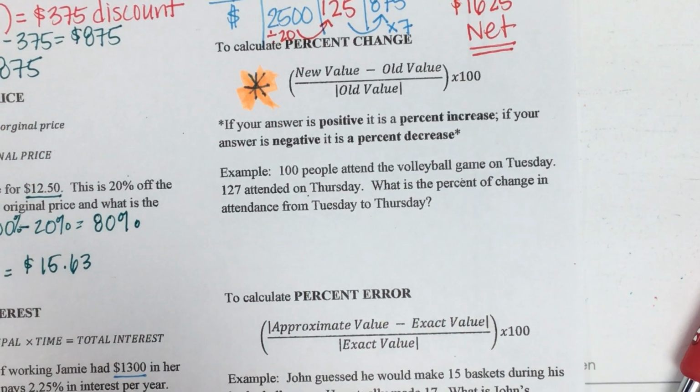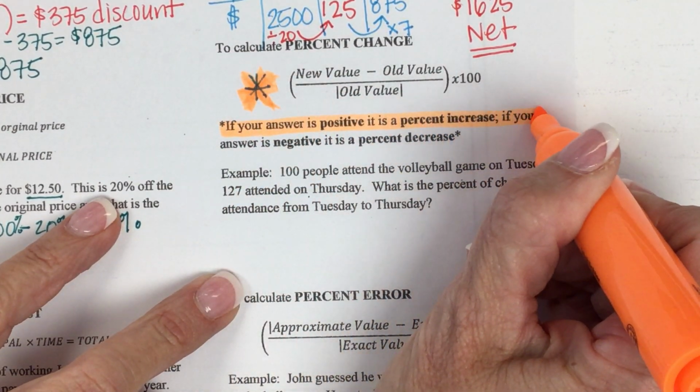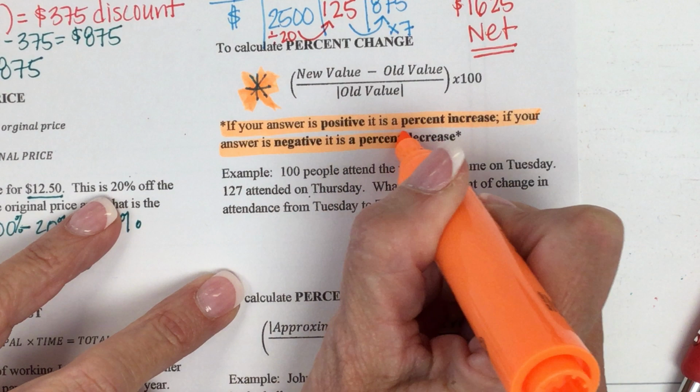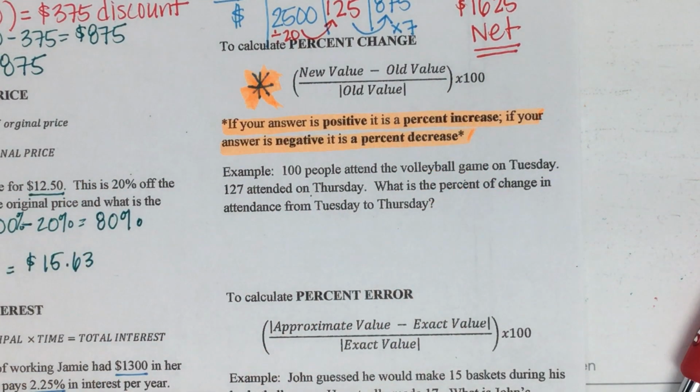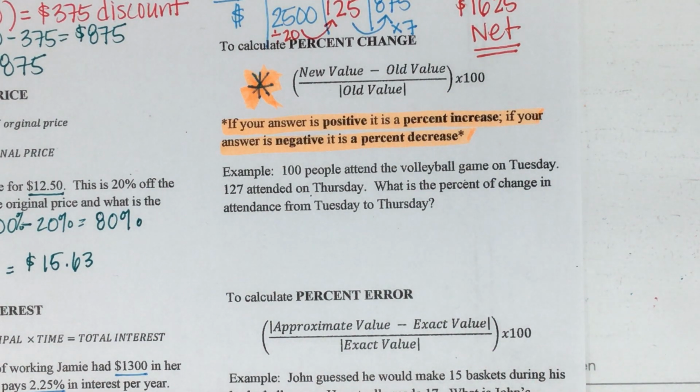This is also this statement. If your answer is positive, it is a percent increase. If the answer is negative, it is a percent decrease. So you might solve for percent change, but then it might ask you part B, is it a positive or a negative change, okay? So make sure that you know the difference.